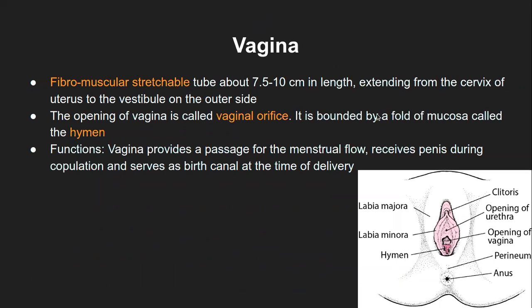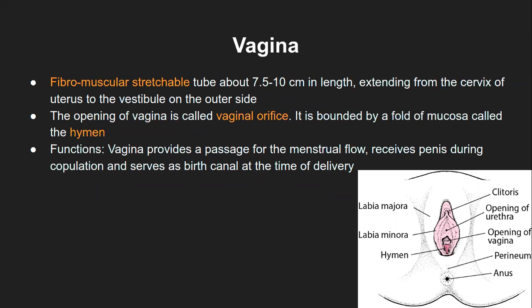So the next and probably the last structure in terms of the female reproductive system is the vagina. That is a fibromuscular stretchable tube. Fibromuscular because it is made up of fibers, like connective tissue, as well as muscular tissue. And it is stretchable, so that it extends in terms of its thickness and so on.